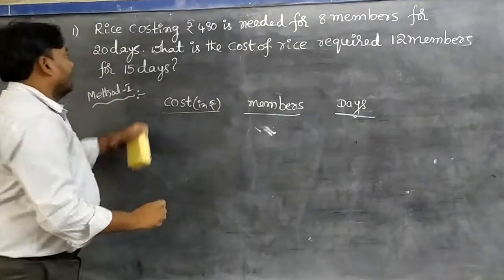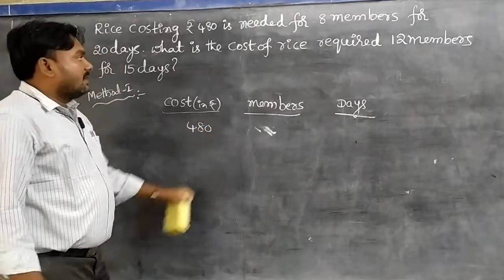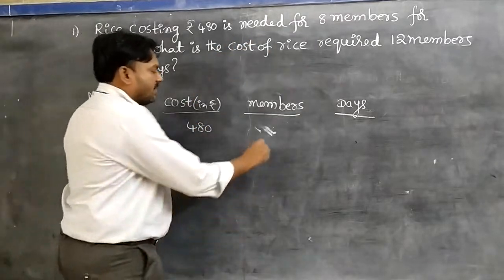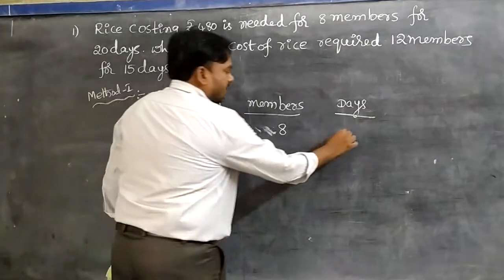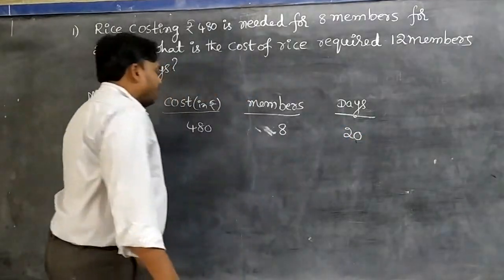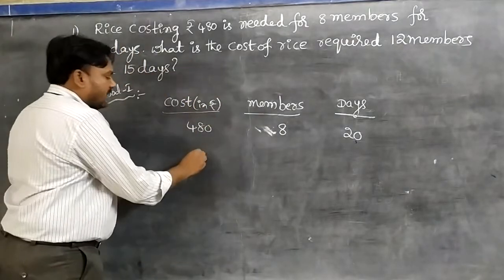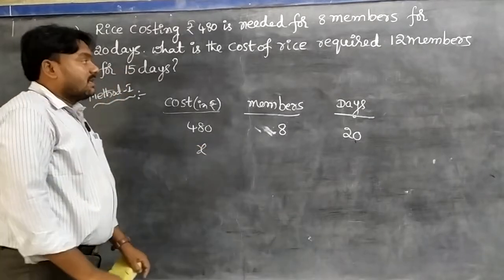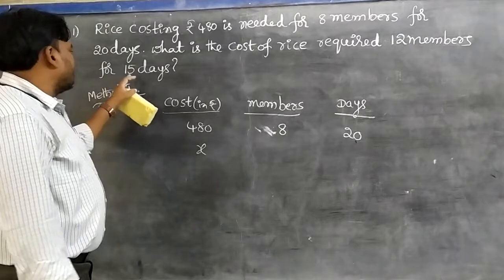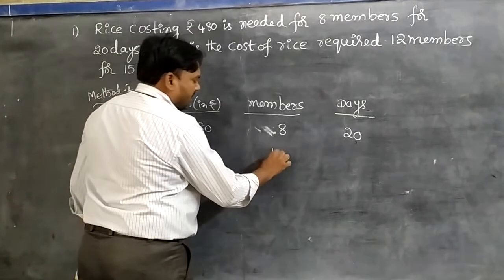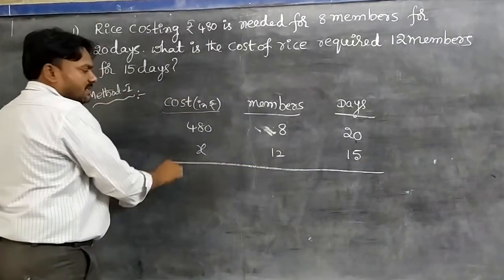Rice costing how many rupees? 480 rupees, needed for 8 members, next 20 days. Like this we take, students: 480, 8, 20. Second one, what is the cost of rice? We find a value, first taken as x. Next, required for 12 members, 15 days. Take a horizontal line like this.